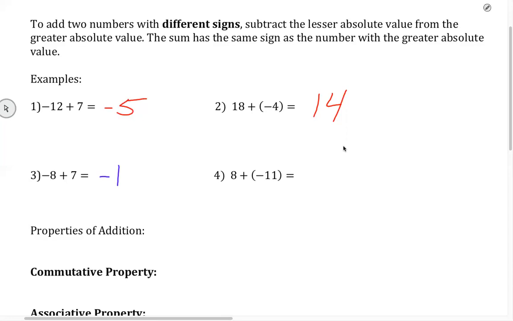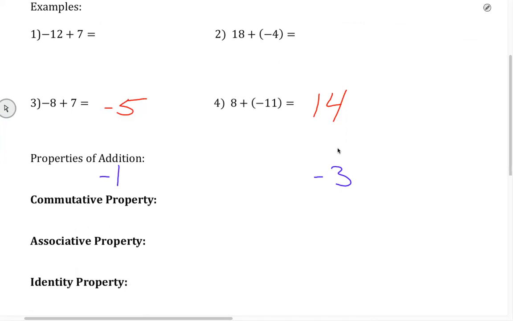-3. -3. Did you guys learn this last year? Yeah. No? Oh, man, I'm just good. All right, pay attention to these properties.